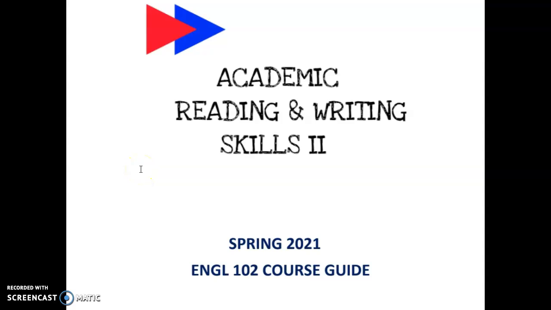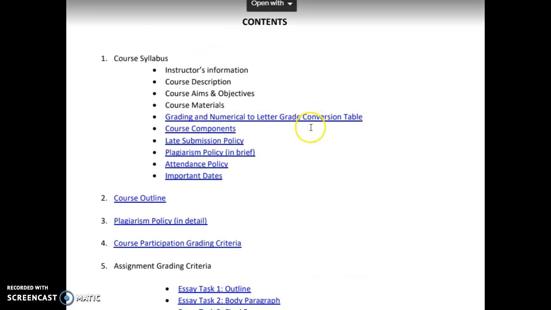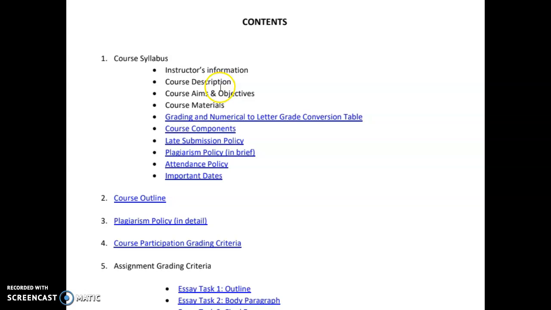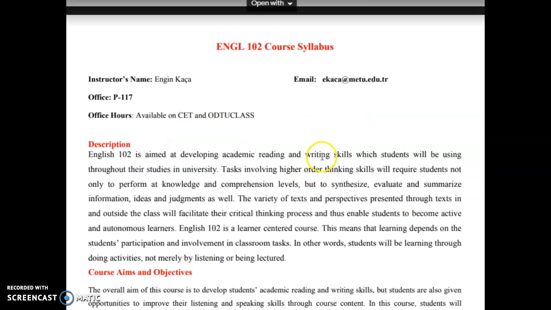Okay, everybody, let's go over the course guide for ENGL 102. First of all, to make things easier for you, you'll find a contents page on the second page here. You can just click on the hyperlinks and go to the related sections. On the next page, you can find some contact details, my name and my office number.